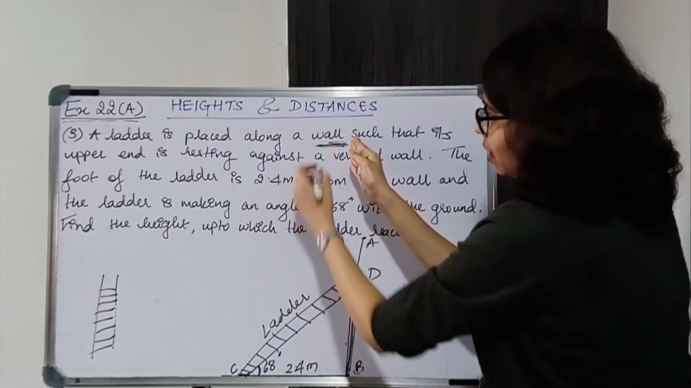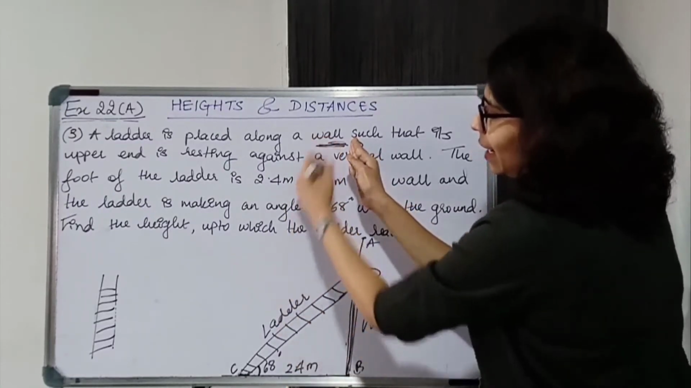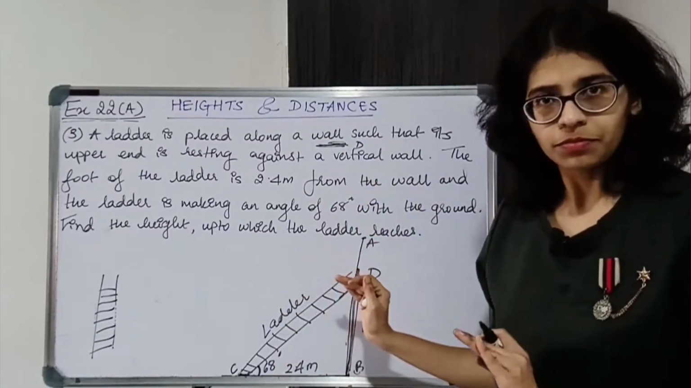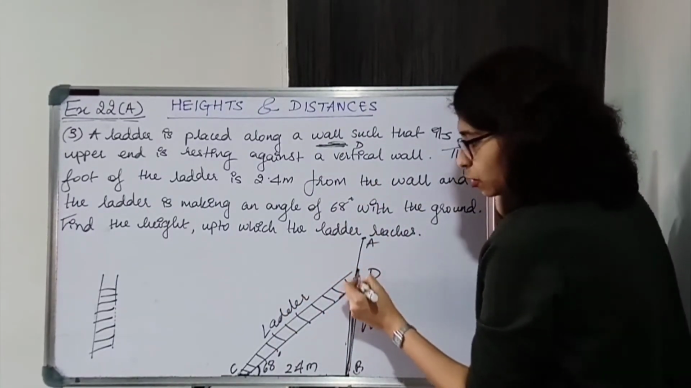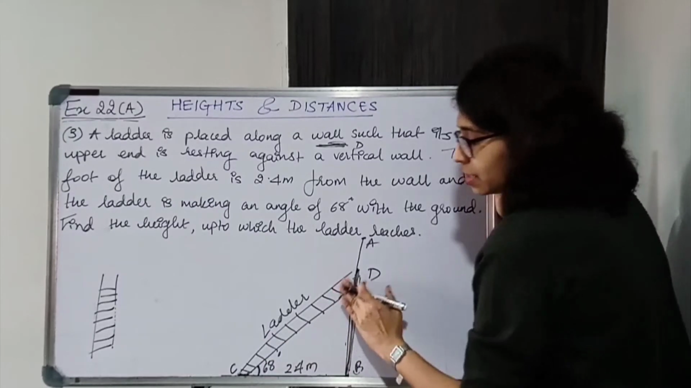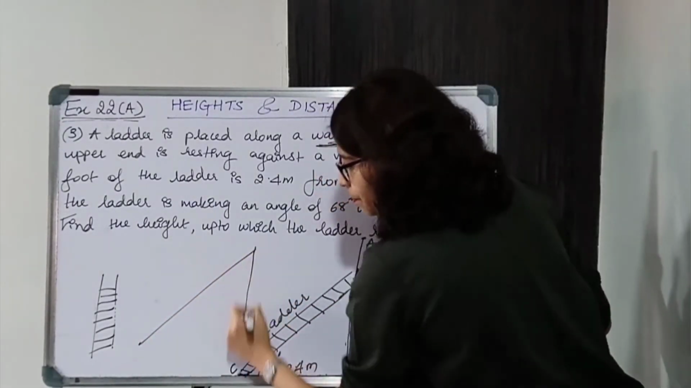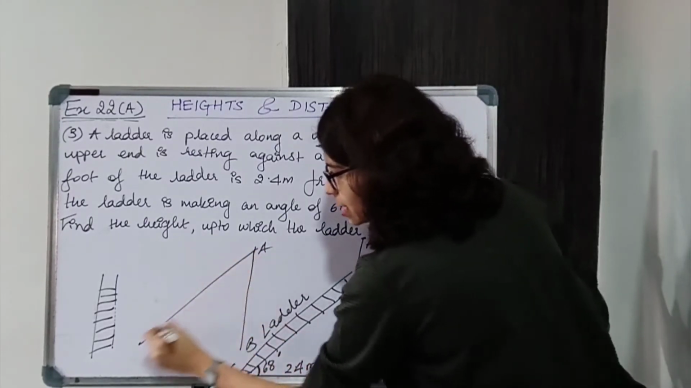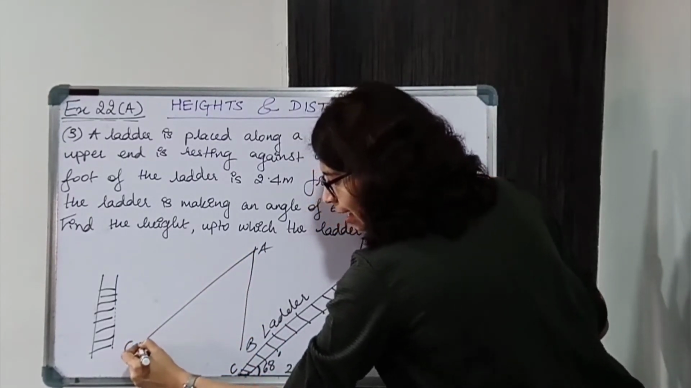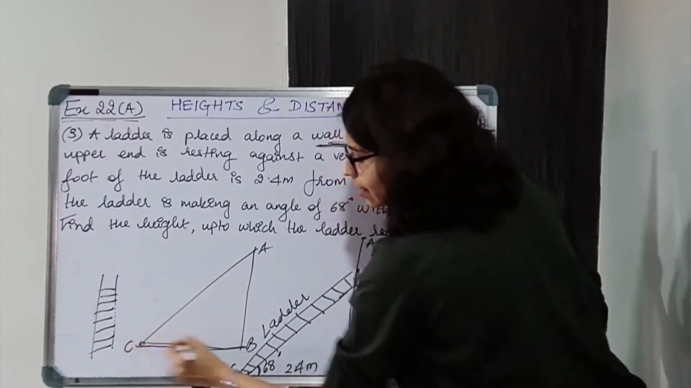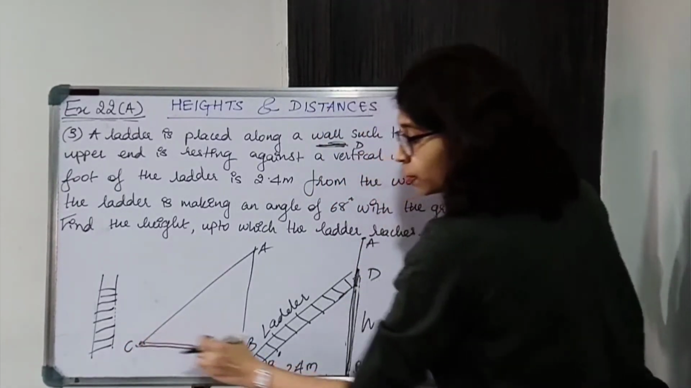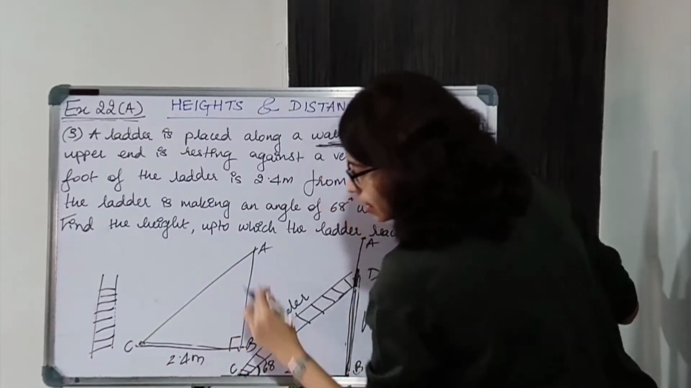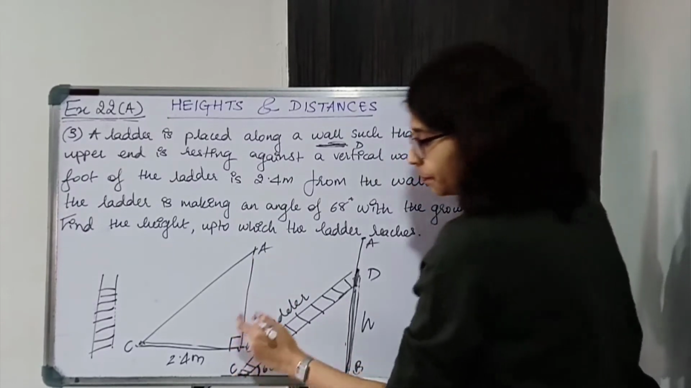So from here to the bottom of the ladder, we need to find the height up to the bottom of the wall. There are 2 points here, so don't get confused. Consider the ladder to be one straight line, AB is the wall, this is the ladder, and this is the distance of the bottom of the ladder from the bottom of the wall. This is a right angle triangle because this is the vertical wall.